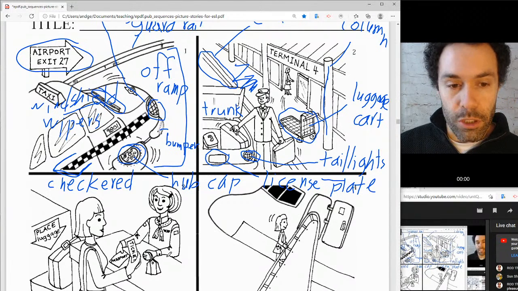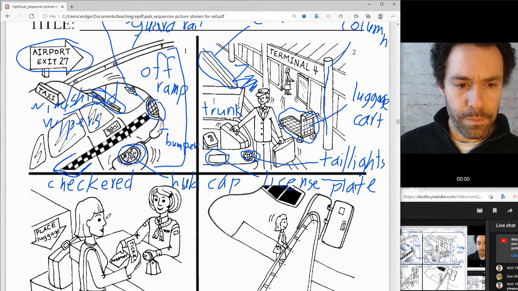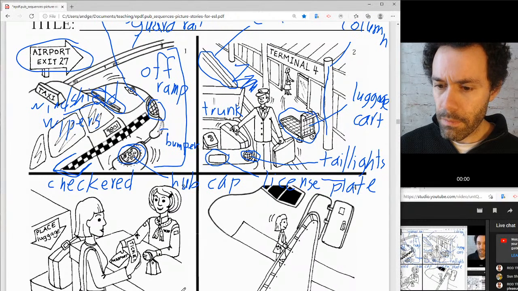Other questions, of course, be sure to let me know. But in our third picture, what do we see going on?